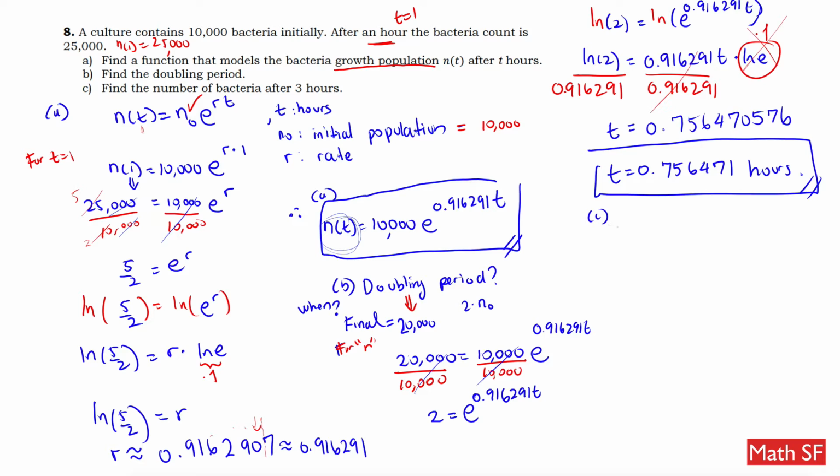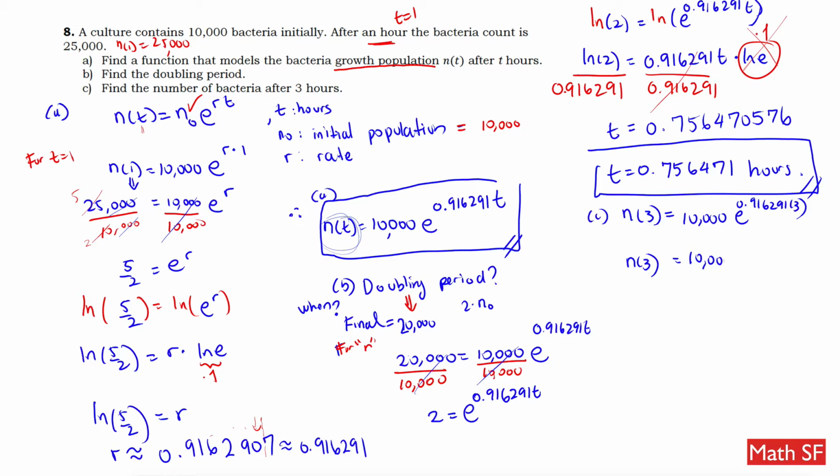I'm going to try to sneak this part in. So part C, find the number of bacteria after 3 hours. So pretty much finding N of 3. That's what they're asking you. Find the final. What is N of 3? So 10,000 e to the r, which is, well, we're going to put the big number there again, 0.916291 times 3. So let's look for N of 3.